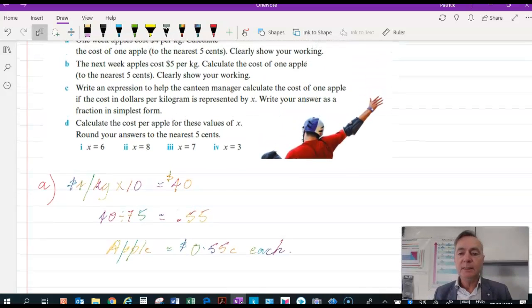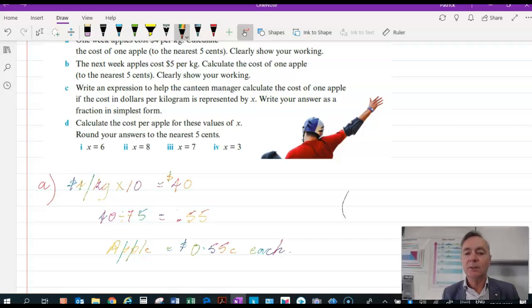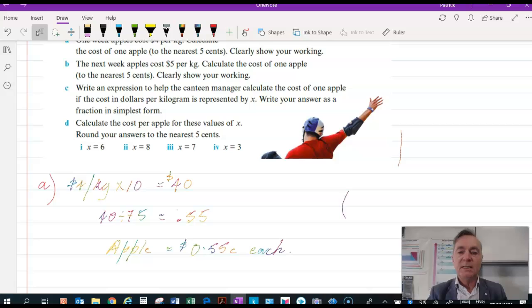In part B, the next week the apples cost $5 per kilo. Again, we've got to calculate the cost of one apple to the nearest 5 cents.